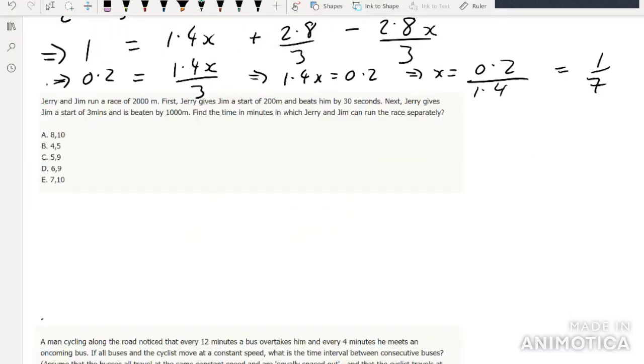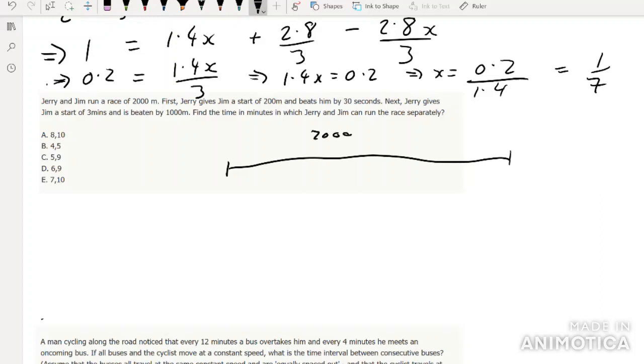Jerry and Jim run a race of 2,000 meters. Okay, so we've got 2,000 here. First, Jerry gives Jim a start of 200 meters. So let's say the time Jerry takes to complete the race is T1, and the time Jim takes to complete the race is T2. So Jerry gives Jim a start of 200 meters and beats him by 30 seconds.